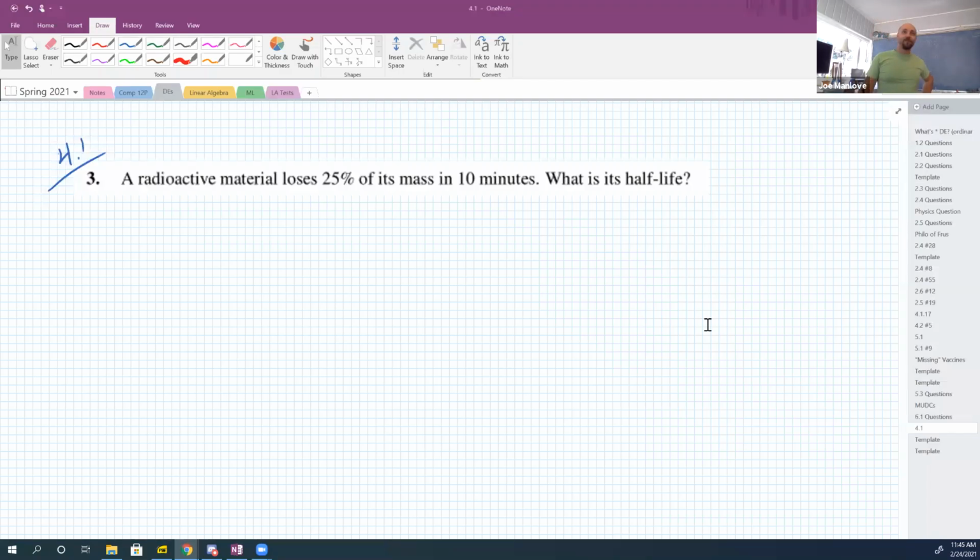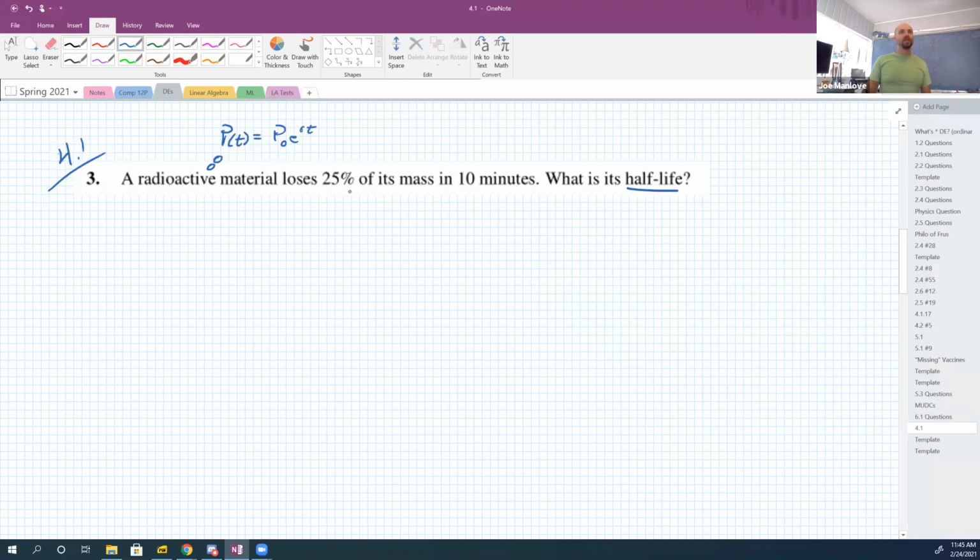All right, let's talk our way through 4.1 number 3. This shouldn't be too bad. So I'm trying to figure out what the half-life of something is, right? That's the thing I'm ultimately searching for. So I'm going to throw a little line underneath that. I have a radioactive material. That causes me to think that P of t is P0 e to the RT, or causes me to think about the kind of half-life function model. Either way.